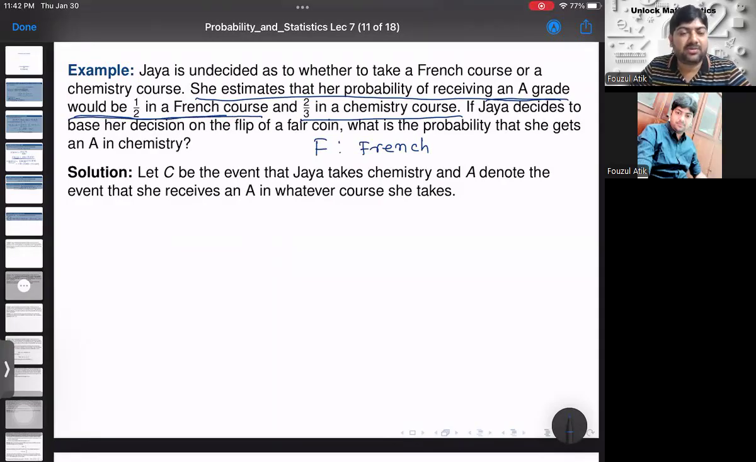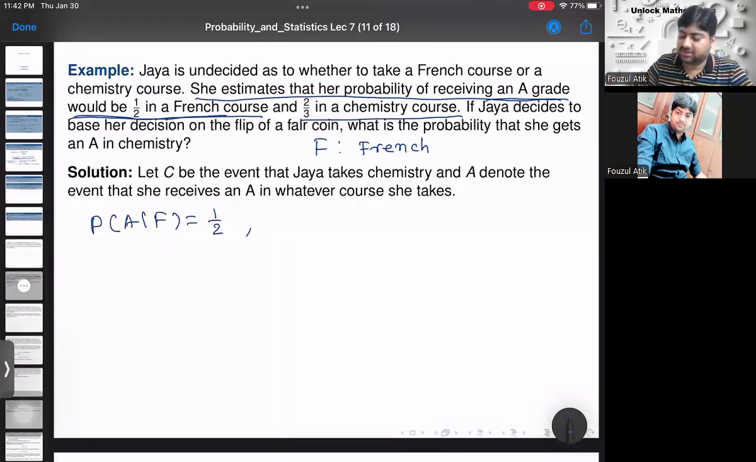That means she has already taken a French course. Then what is the probability that she will receive an A grade? What does it mean? It is the probability of the event A given that she has taken a French course. So in this case, it is given as P of A given F, and it is 1 by 2.